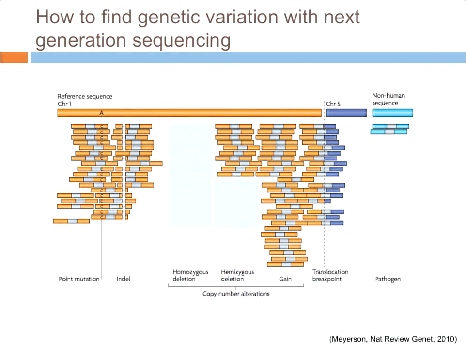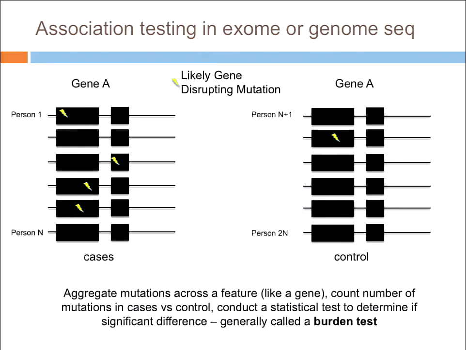In addition, a new thing that people are doing now is to look at pathogens or non-human sequences, to see if the genetic variants that are in your DNA belong to other species, like bacteria or things like that. Okay, and then how do you conduct an association test using this type of data?